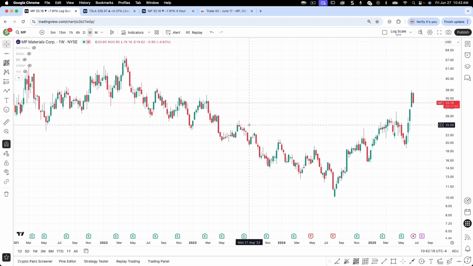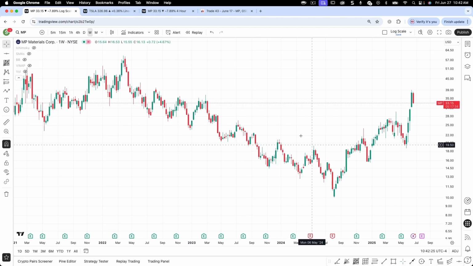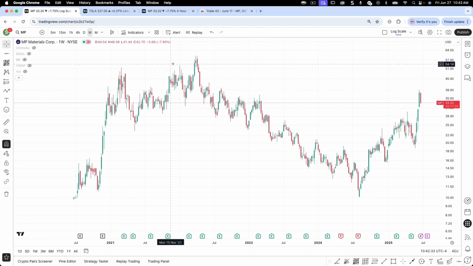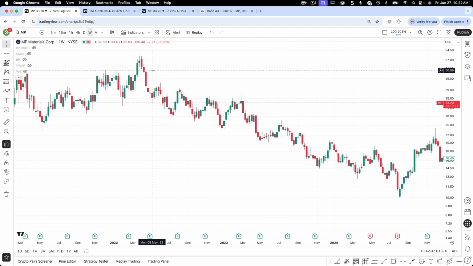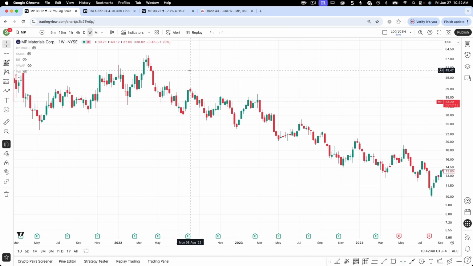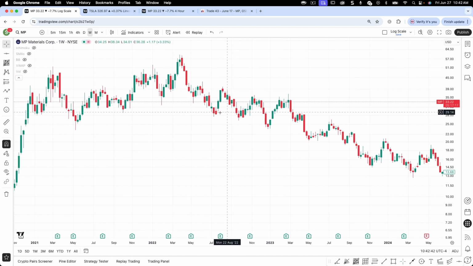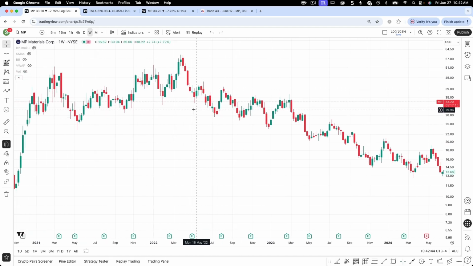So the first thing that I do with this strategy is we jump on a weekly or a monthly chart, and we want to just look at the market structure. So we can see here back in April 2022, we had what I believe is the all-time high, and then things started to break down. So if you were in this stock, you might want to understand, based on market structure, when would be a good time to get out.